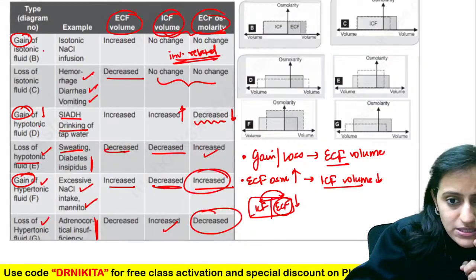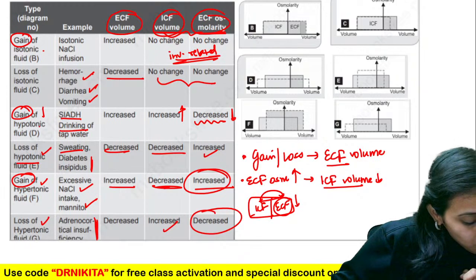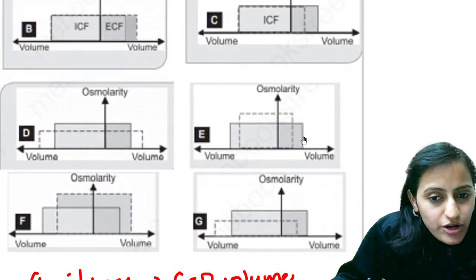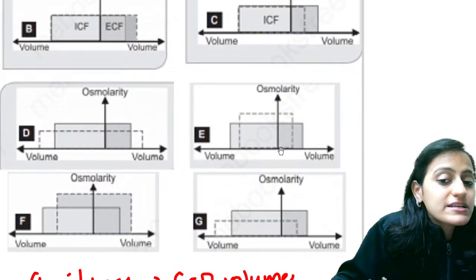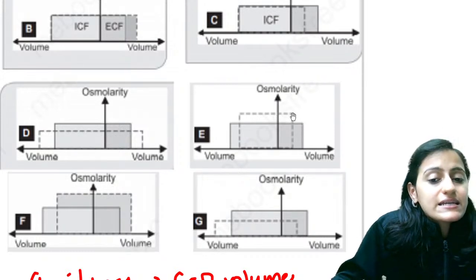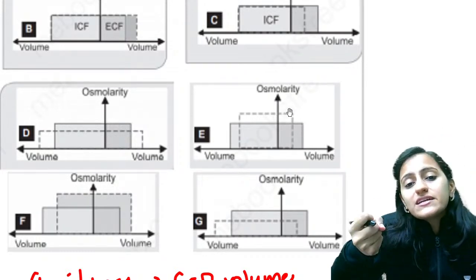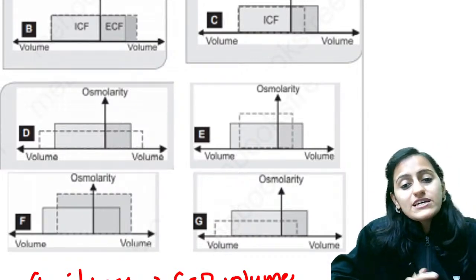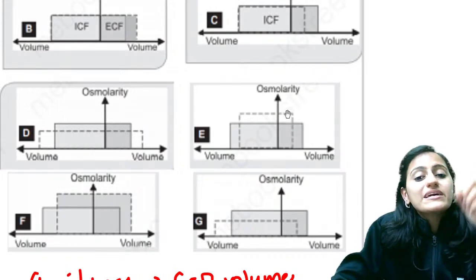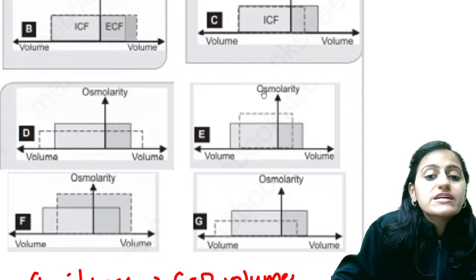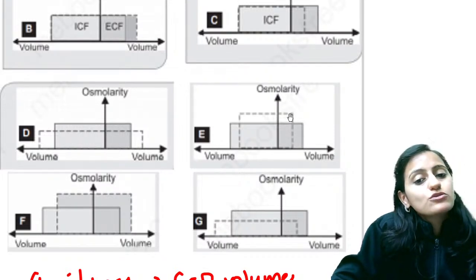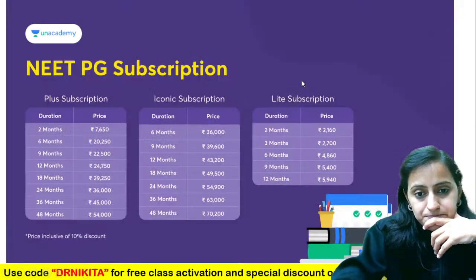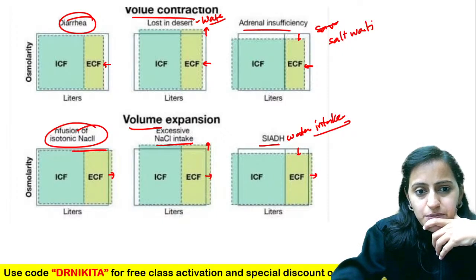Lakshmi, in E, where was the E image? Both ICF and ECF decrease. Yes, that is what we are seeing here. It's your ECF also decreasing, the ICF also decreasing because the osmolarity is increasing, right? The ECF osmolarity increasing, so it is pulling the water from the ICF, right? So this one is your loss of fluid with increased osmolarity. So we are losing water, right? The osmolarity is increasing. Losing water is sweating. That is in desert. Okay. Is this clear with everyone?